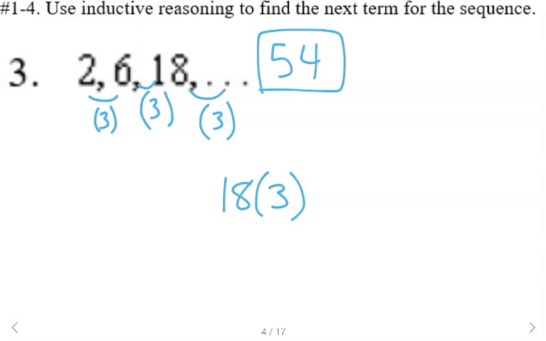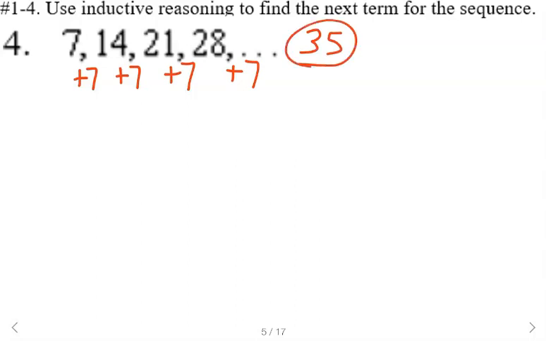If you're not able to see that multiplication as you go from left to right, then you could try dividing by the previous term. 6 divided by 2 is 3. 18 divided by 6 is 3. And so it is 3 that's the number we're multiplying by. This is a geometric ratio, or geometric sequence, I should say, by the way, when you multiply by the same number each time.